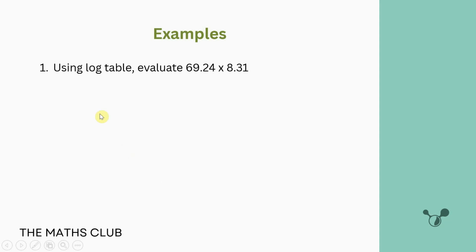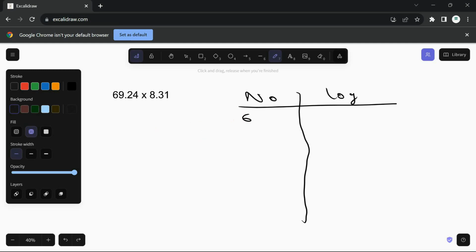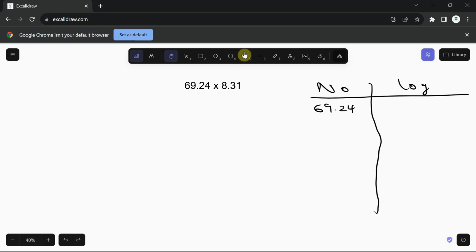Now, this question says, using log table, evaluate 69.24 times 8.31. For this type of thing, it's very good if you can draw tables. Don't mind my table. So we have number, we have log. The number here is 69.24, so let's find the value of the log.